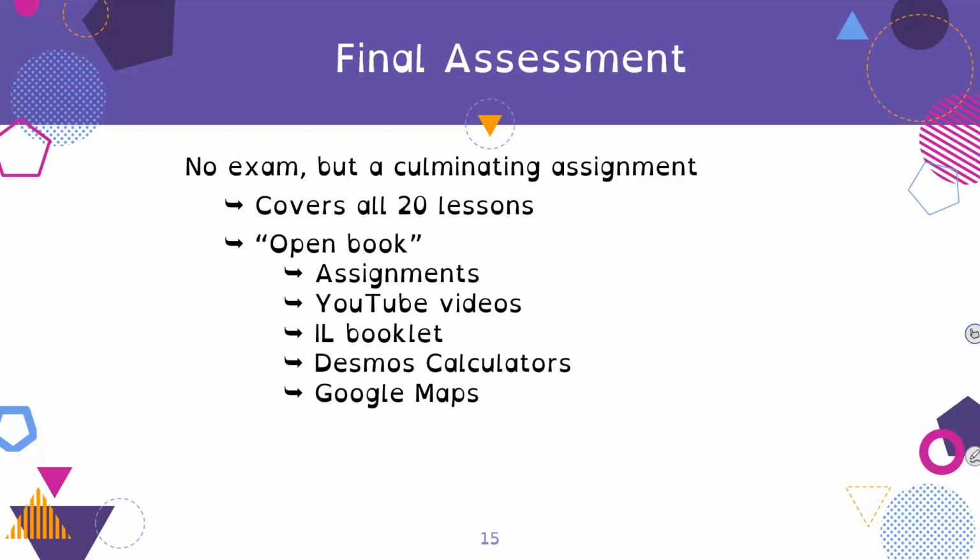It is open book. So this means you have access to your assignments that I've marked. You have your feedback on them. You have access to the YouTube videos. You can look at your IO booklet and the instructions there. You can use the Desmos calculators. You can use Google Maps. You need to use Google Maps. If you don't have access to a computer, you need to let me know so that we can figure that out. But you have access to all the resources that we've used so far this year or in our course.